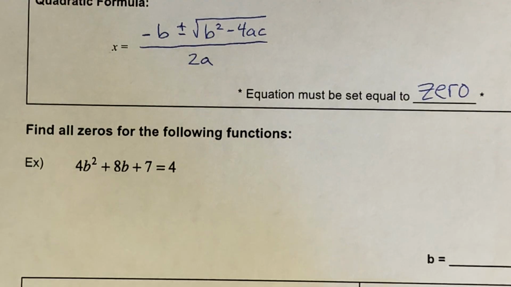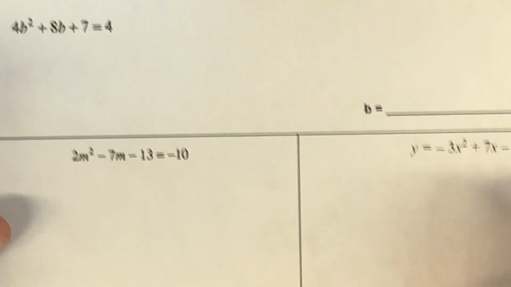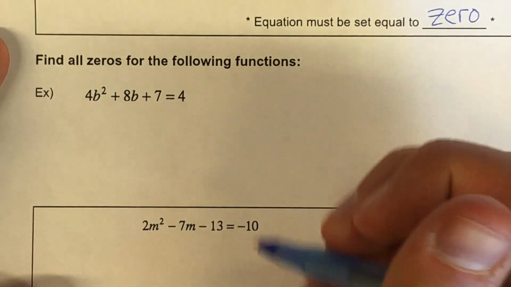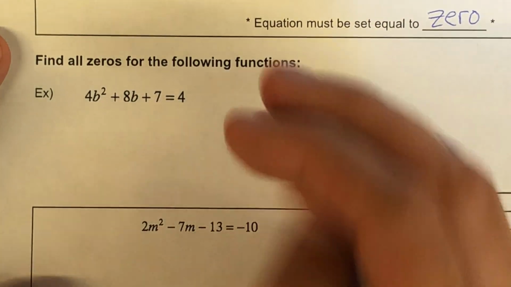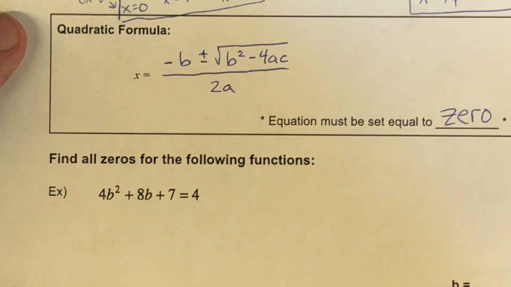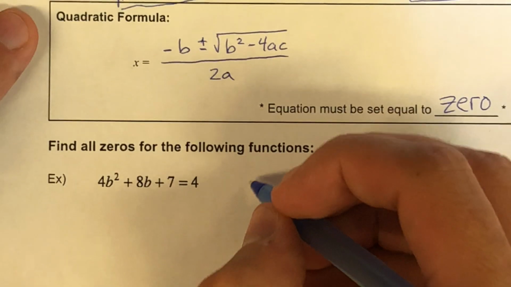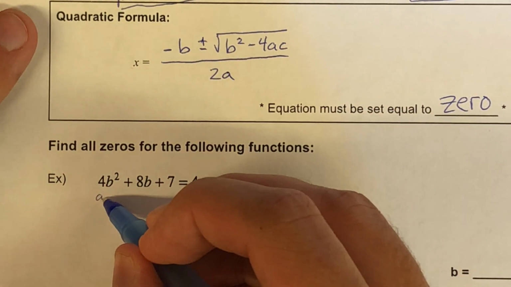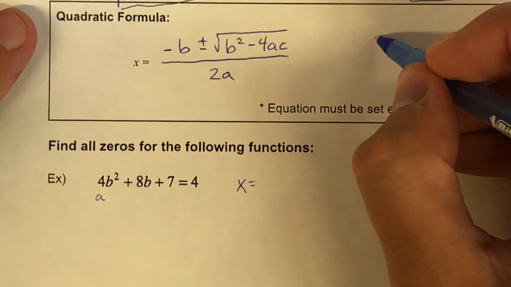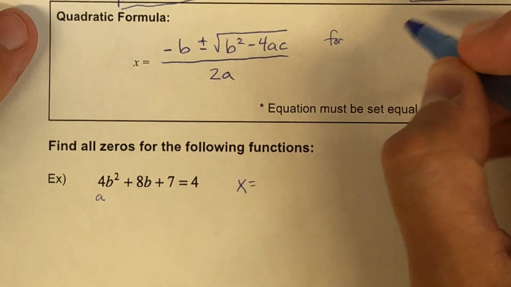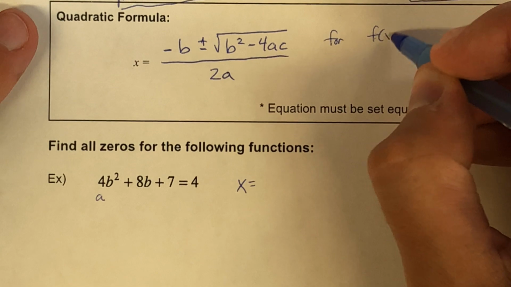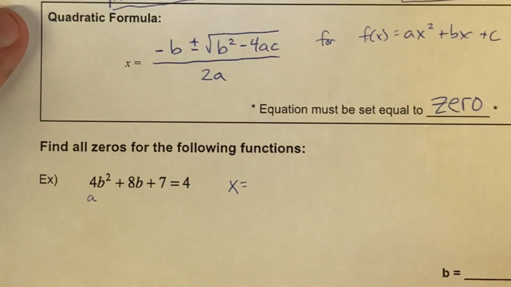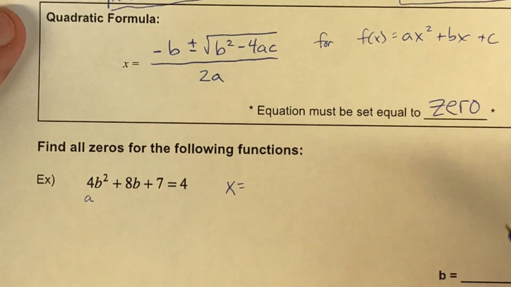So, as we look at this problem here, our goal is to find all the zeros of this function. So let's use the quadratic formula. So there it is up there. So we have x is equal to negative b. So notice your a value, this is for, we'll say f of x equals ax squared plus bx plus c. So a always goes with x squared, b with x, and c is the constant.